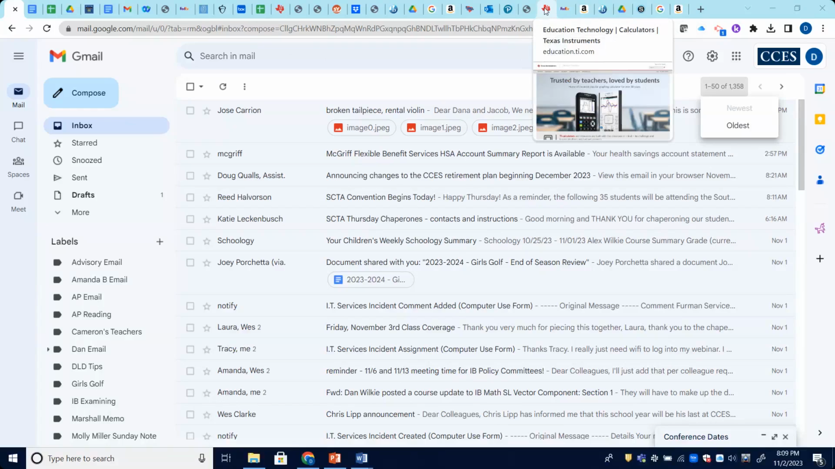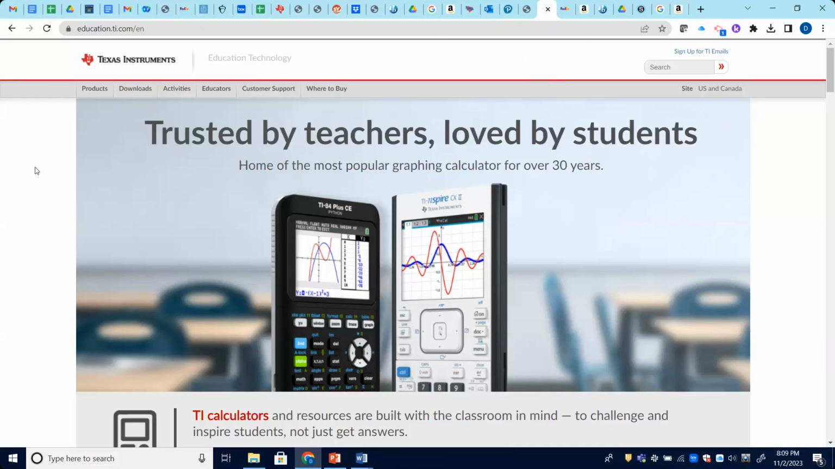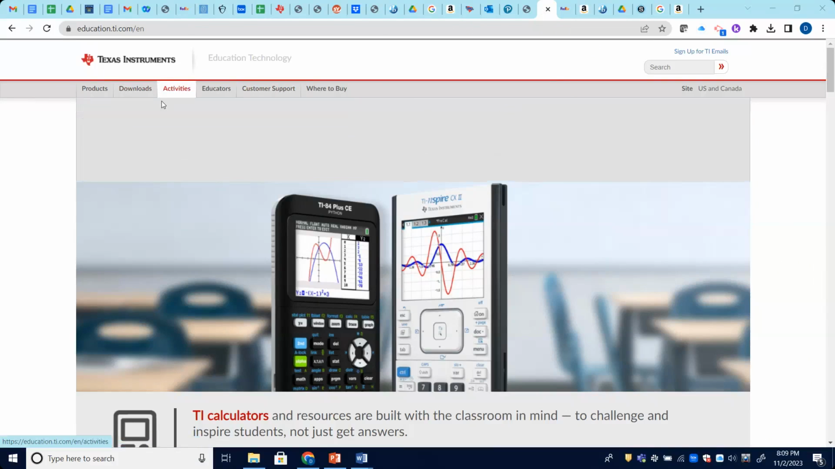What we're going to do is go to the Texas Instruments website, which is just education.ti.com. Now, they used to be a little bit clearer with where we go. It has changed ever so slightly, so you have to dig a little bit. I'm going to show you where that is. If we go to the activities button, it used to be right on this drop-down screen. They removed it, and that's okay because it's still there. All we have to do is click on activities.